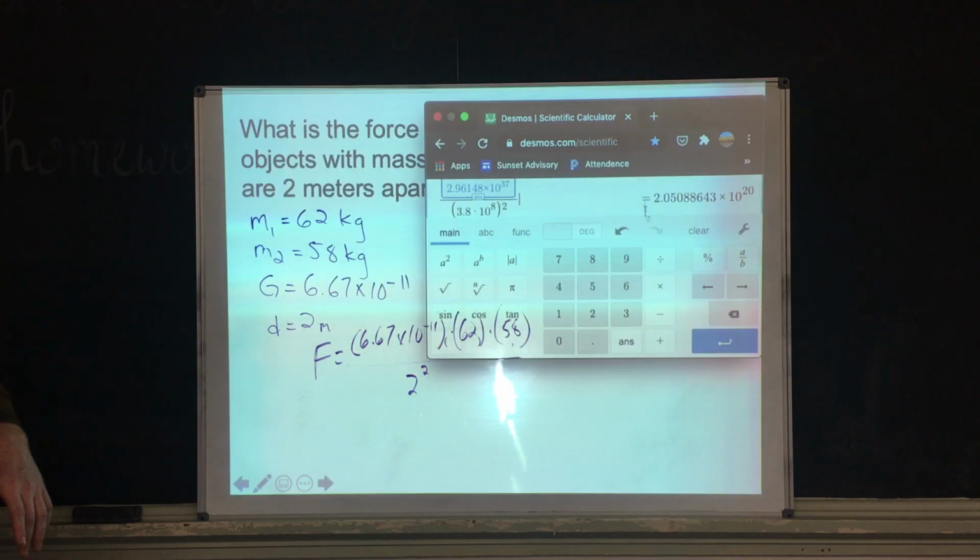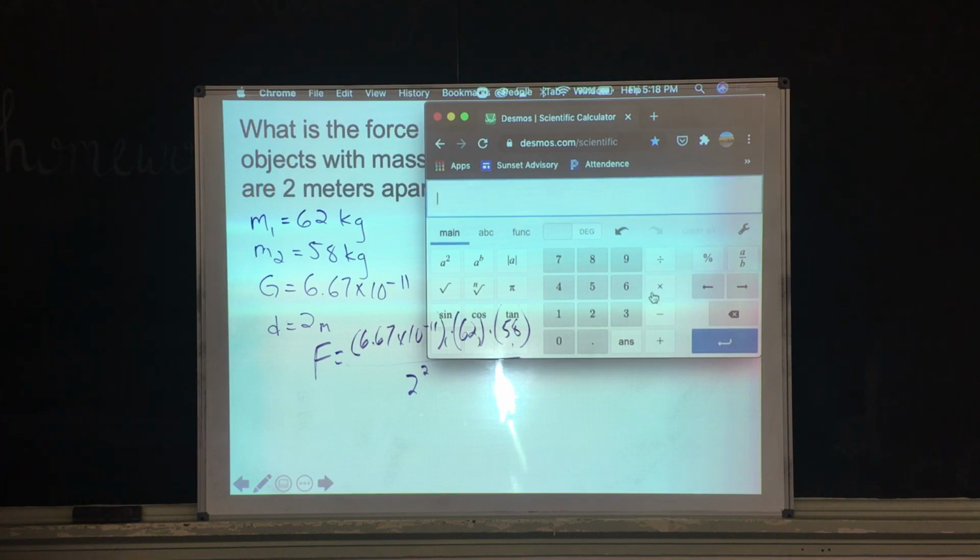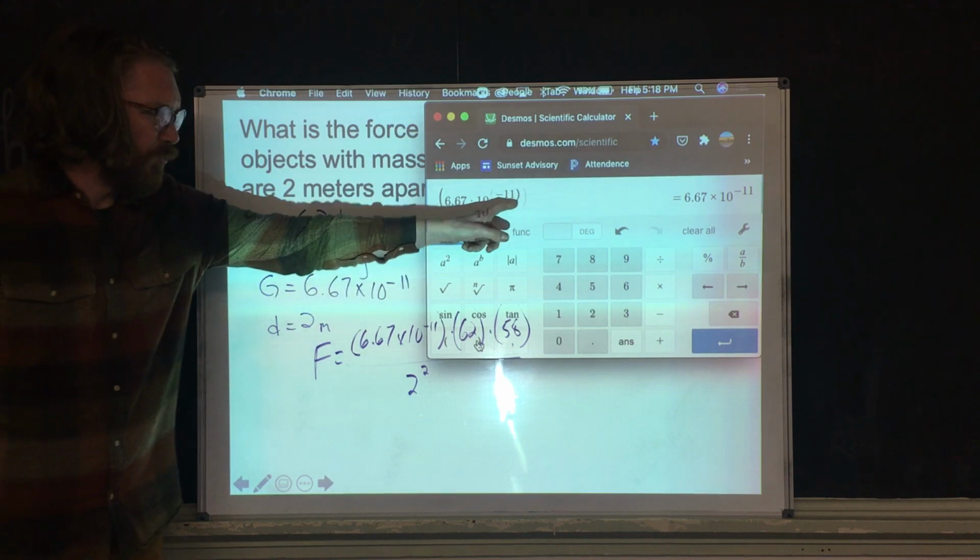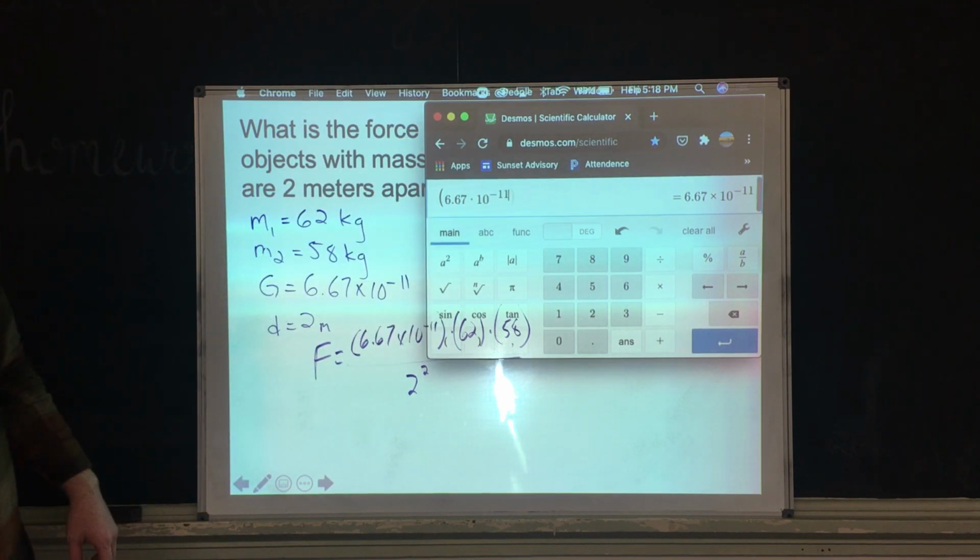Again, calculator, clear everything. Parentheses, 6.67 times 10 to the negative 11, because it's a very small number, forward arrow to move it down. If you don't do the forward arrow, here's what happens. Oof, we don't want that. That's very bad. Forward arrow, close parentheses. You can also just use the keyboard to close the parentheses, which is nice.